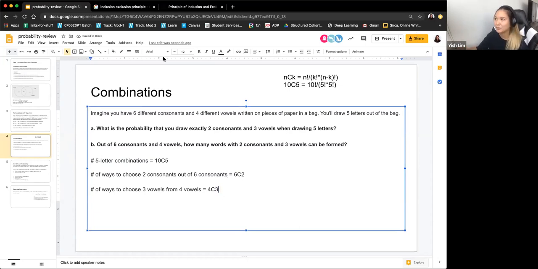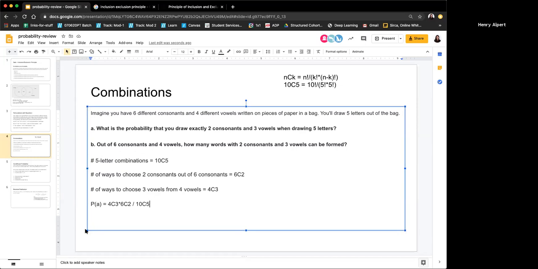Then all we have to do is just put this together. So the probability that you draw exactly 2 consonants and 3 vowels, let's just call this A because it's question A, is just 4 choose 3 multiplied by 6 choose 2 divided by 10 choose 5. Any questions on this? I think this one is a little bit more abstract, like getting from these drawings to these and also putting this together, but I don't know how else to explain it.